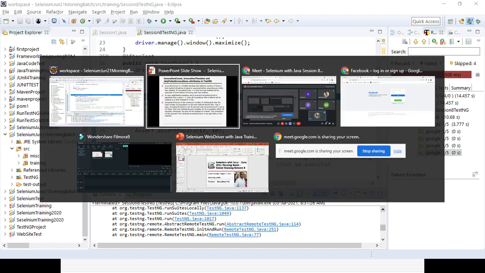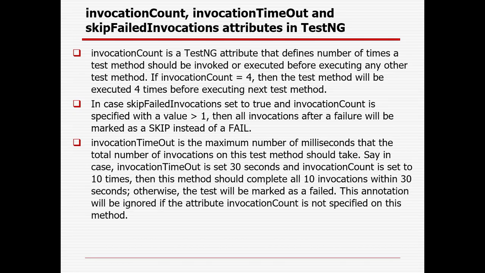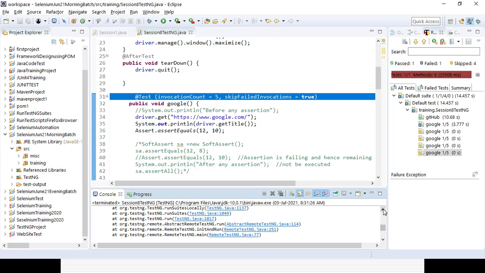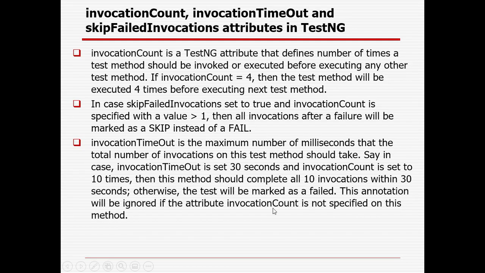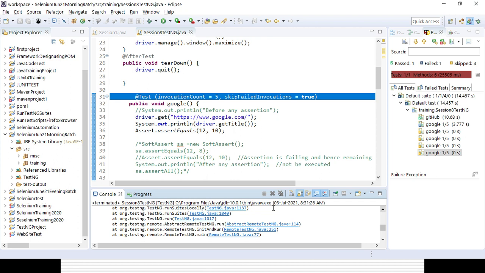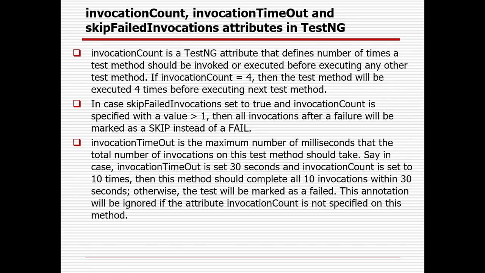And another one, the last one, is the invocation timeout. So suppose you want to execute a few test cases in some iteration, say 10 iterations, and you are giving some invocation timeout. Suppose you are giving 1 minute, so within 1 minute your 5 runs will be successful. In case it is not successful, the remaining invocations will not be executed, and it will fail the test case. So that is the beauty of invocation timeout.